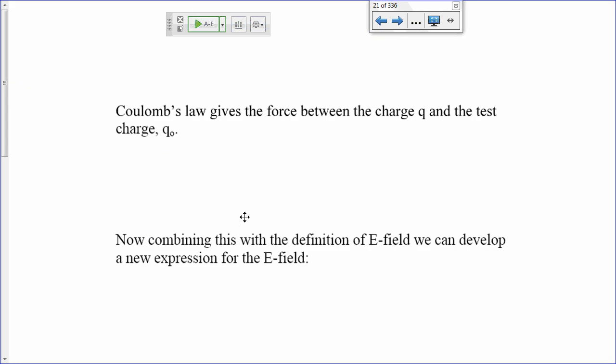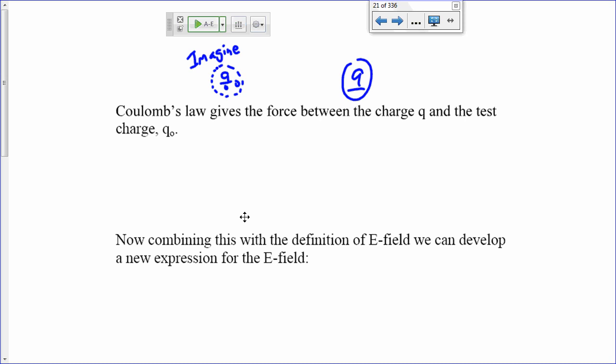All right, so Coulomb's law gives the force between the charge Q and the test charge Q naught. So I'm going to have a charge Q, and then I'm going to have my little imaginary test charge. I'm going to draw a dotted line around it. So this is an imaginary charge, but I'm going to use it to determine the electric field at that point, where that imaginary test charge is. Can you just imagine that charge? Use your imagination to imagine this test charge right there.